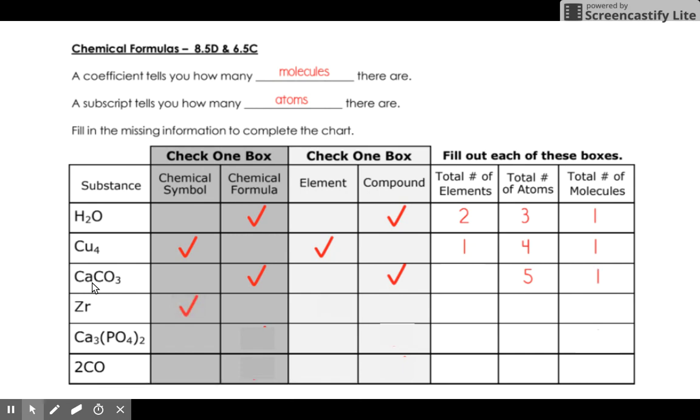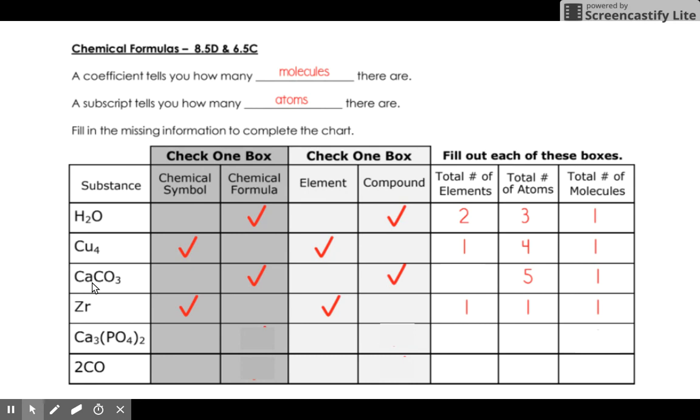Zr is a chemical symbol because it is representing one atom of Zr. Then we have, it is an element, not a compound. Total elements would be 1. Total atoms would be 1. And total molecules will also be 1. The next one's kind of tricky because it has a parenthesis in the middle, which lets me know that I'm going to multiply. So let's look at the answers for that.